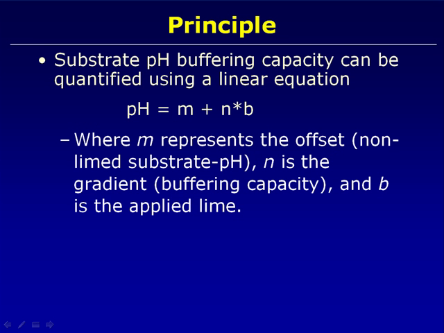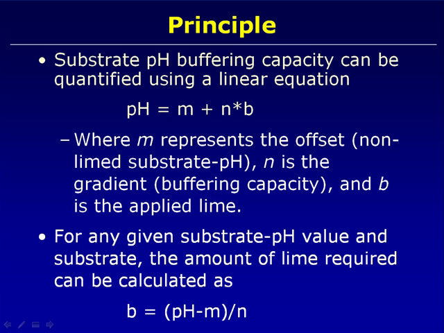If we just focus on that linear phase of that graph, and we have some points along that curve, then we can fit a curve to our data, where we use the very simple straight line equation pH equals m plus n times b. In this equation, m represents the intercept with the y-axis, or the non-limed substrate pH. n is the gradient or buffering capacity of that substrate batch, and b is the grams per liter of applied limestone.